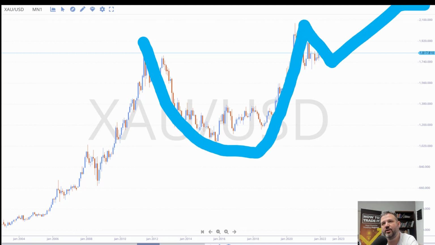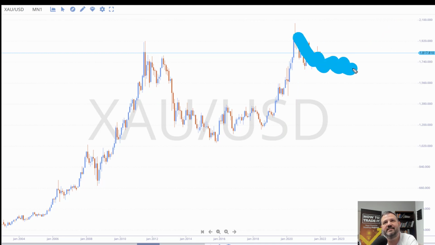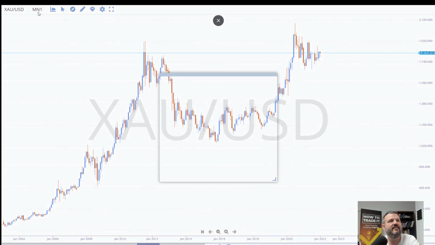Boom. So on gold on a monthly, this handle could go for like 10 years though, because this is a monthly chart, but just something to look at. If it does break here, could be a very nice trade, cup and handle. So now let's go back to a daily and just see what we got.